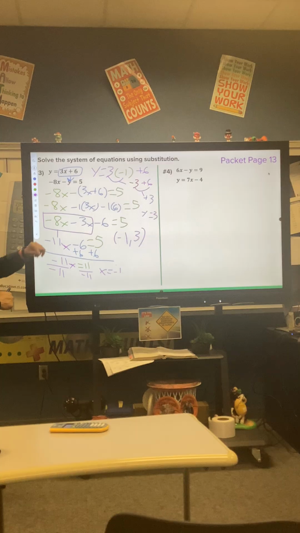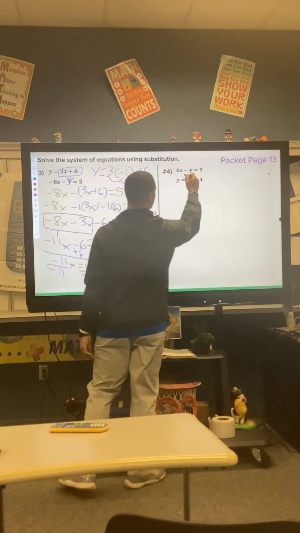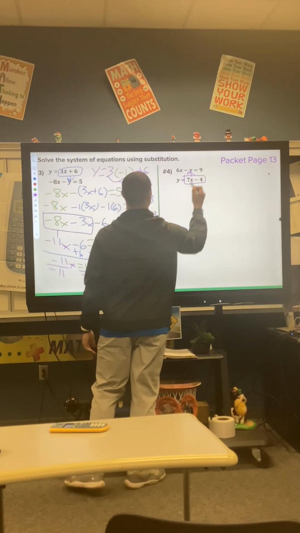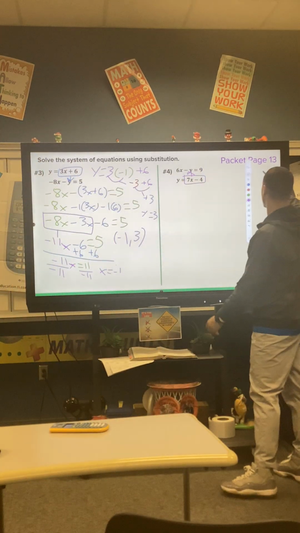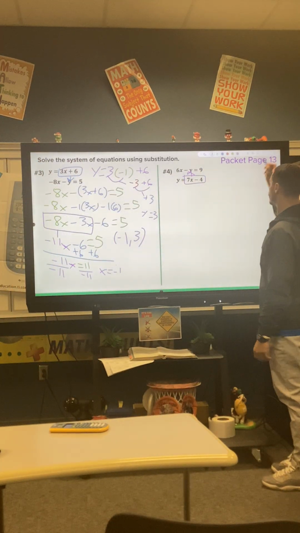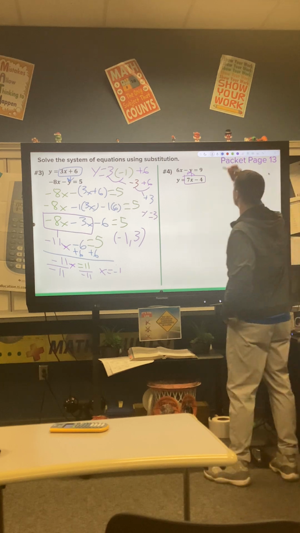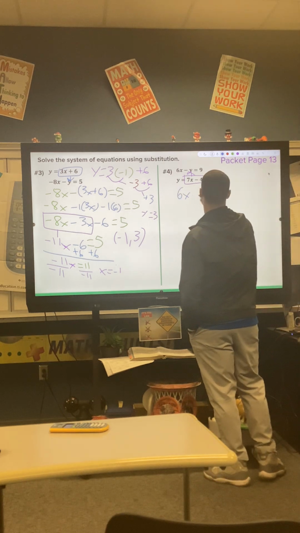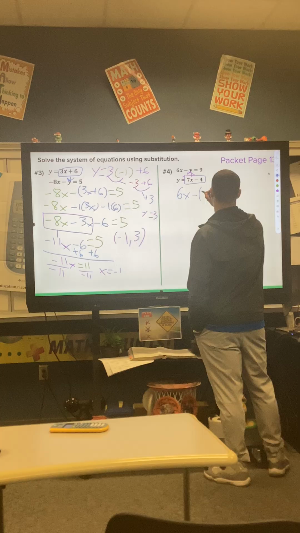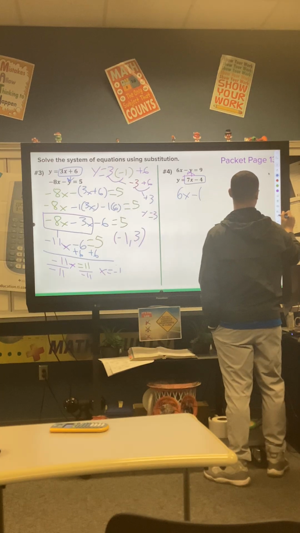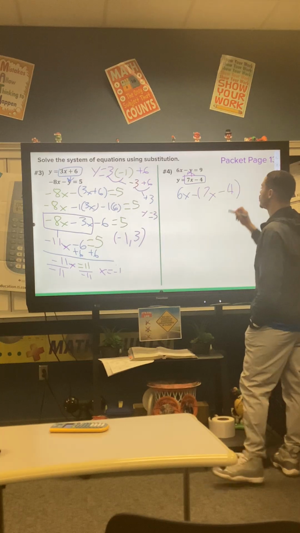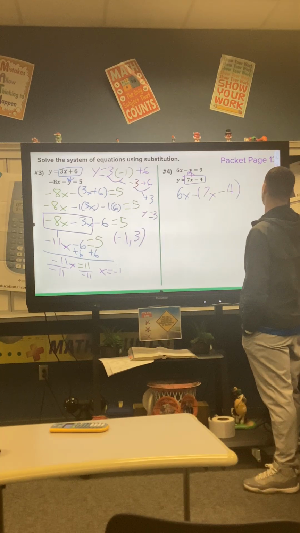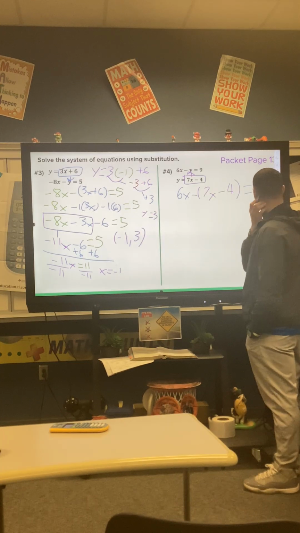So this next one, well, I see 7x, I'm substituting in for y. Same type of problem, right? Where I'm going to have this negative that I'm going to have to pay attention to. So I have 6x minus my y value of 7x minus 4. And I'm going to set that equal to 9.